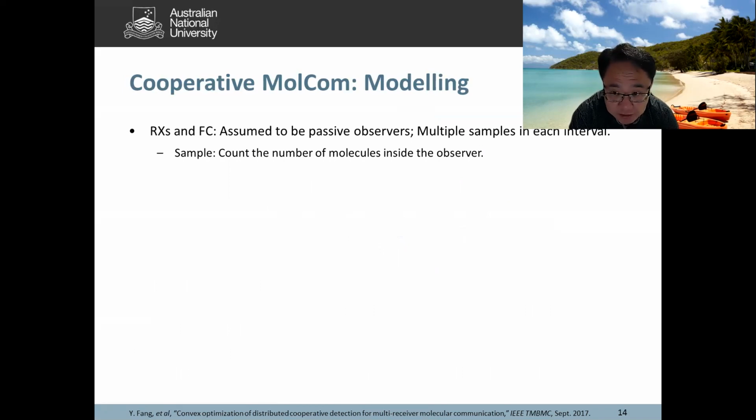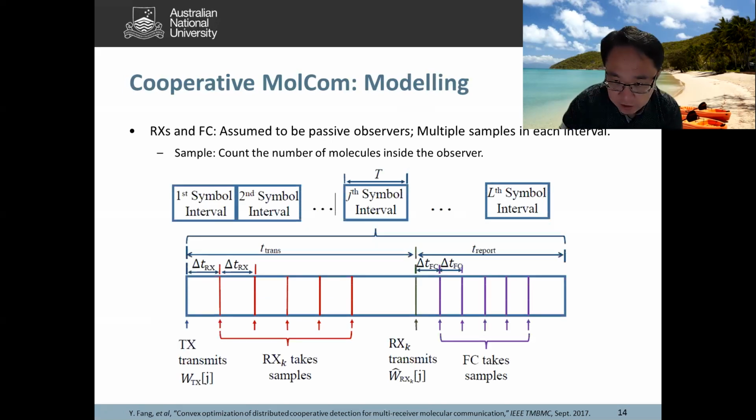For each transmission interval, we consider there are multiple samples. Here, a sample means the receiver or the fusion center counts the number of molecules inside the observer. Here is the figure showing the observations. Assume that there are L symbol intervals, and each symbol interval has a duration of T, and it consists of this kind of process, which we have given in the second part of this figure. For each interval, for example, we take the jth symbol interval as an example.